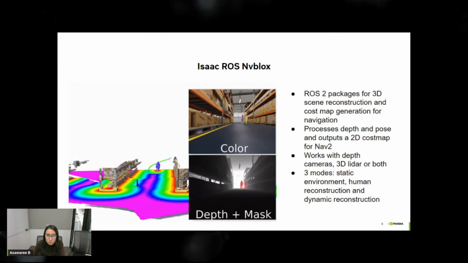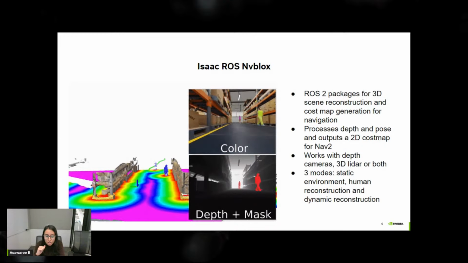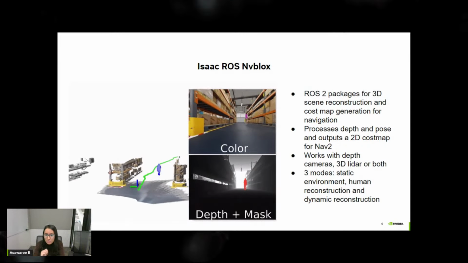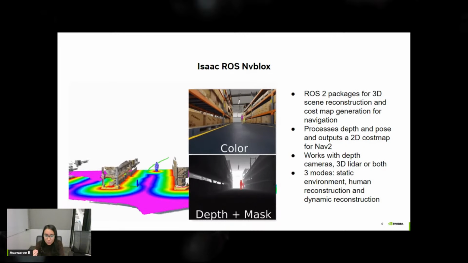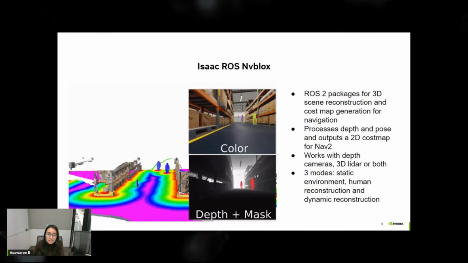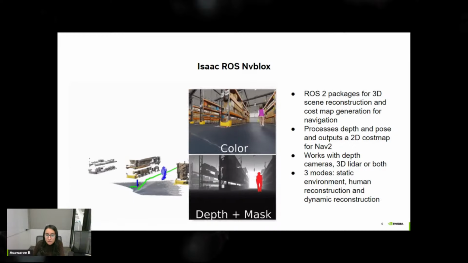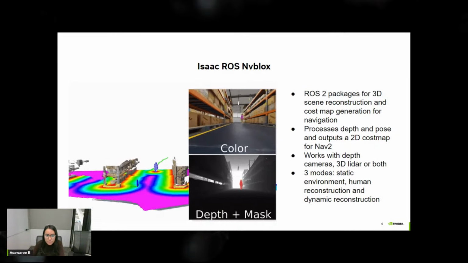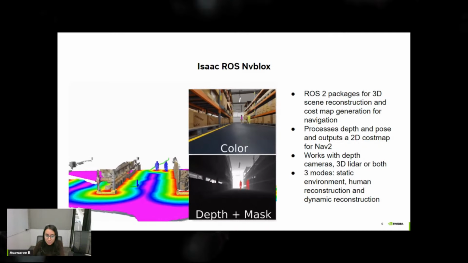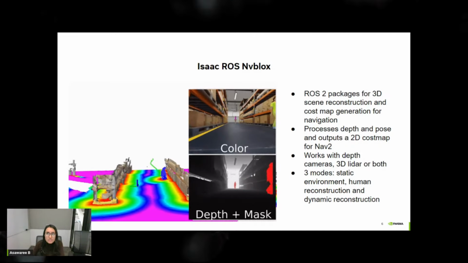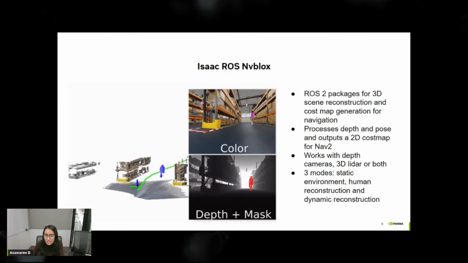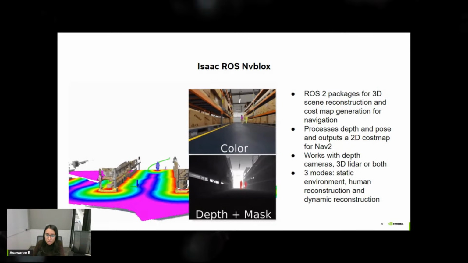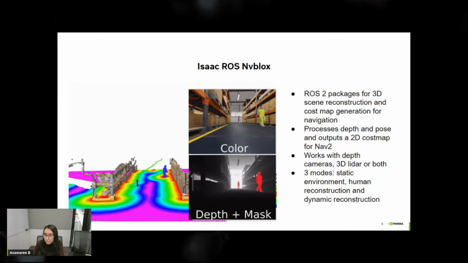Isaac ROS Nvblox also has three modes in which it can work. The default mode assumes a static environment where there are no moving parts or no humans. The second mode supports human reconstruction, and this is mainly for mapping in scenes where humans are present. It may be a factory floor, or maybe outdoors like a farm. And then the third is a general dynamic reconstruction mode. This is for scenes that contain moving objects, any moving object. For a warehouse setting like this, for example, that could mean forklifts or other robots operating within the environment.